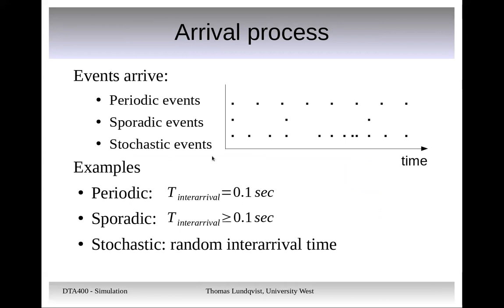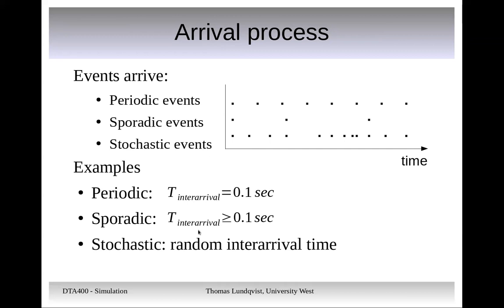Or you can have sporadic. That means it's at least 0.1 seconds. It cannot be faster, but it can be slower. So it can be more seldom. Periodic is quite useful and very, very often used. Sporadic, not so much, but the most common modeling thing is the stochastic. It's almost default in many components and frameworks.